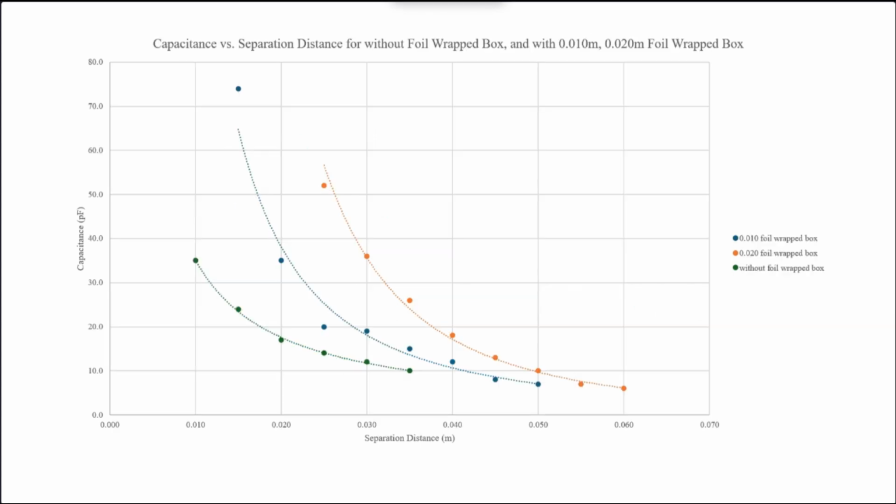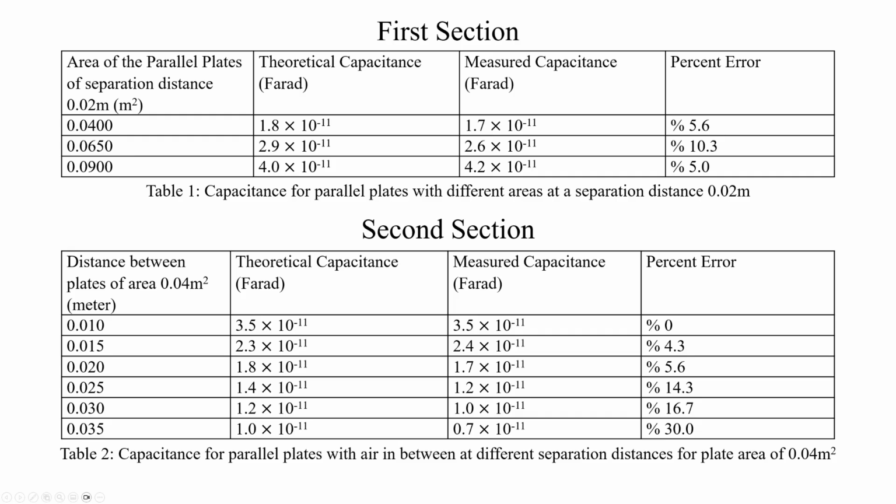In the graph of capacitance versus distance for 1 cm and 2 cm thick foil-wrapped boxes compared to no foil-wrapped box, a shift was observed. The capacitance increased with the introduction of a foil-wrapped box. But also, it was observed that a shift on the separation axis consisting of thickness of the box occurred as expected.